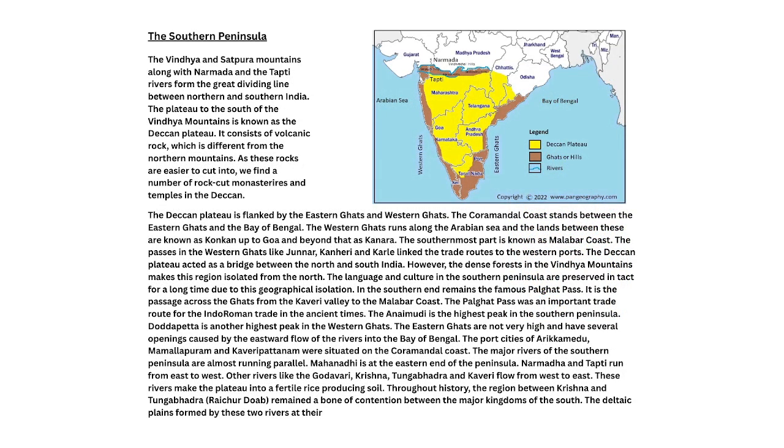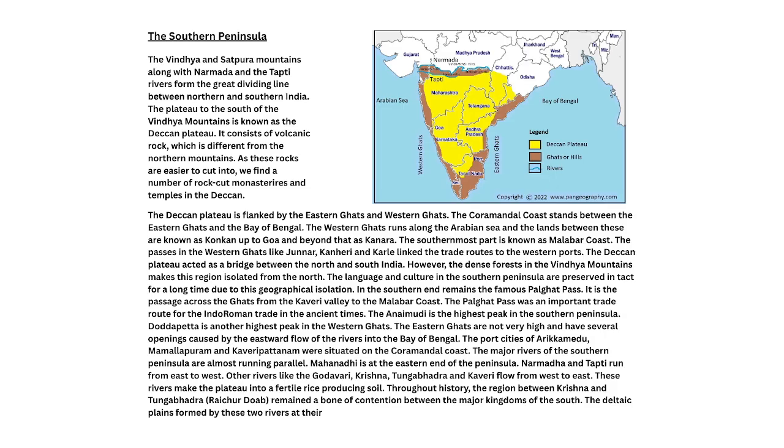Third topic, the Southern Peninsula. The Vindhya and Satpura mountains along with the Narmada and the Tapti rivers form the great dividing line between northern and southern India. The plateau to the south of the Vindhya mountains is known as the Deccan Plateau. It consists of volcanic rock, which is different from the northern mountains. As these rocks are easier to cut into, we find a number of rock-cut monasteries and temples in the Deccan.